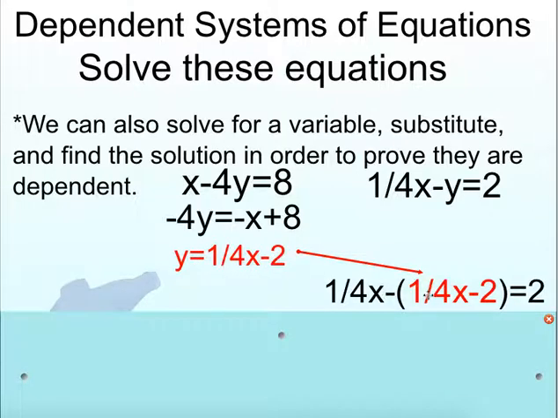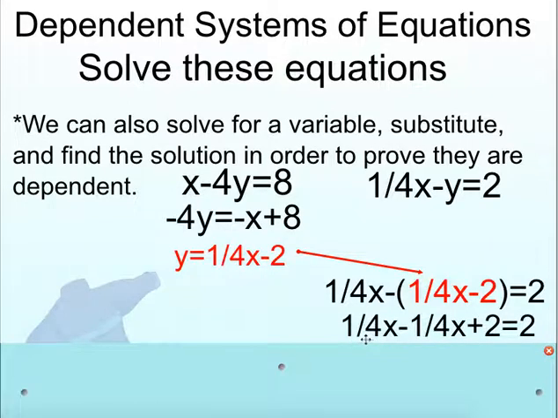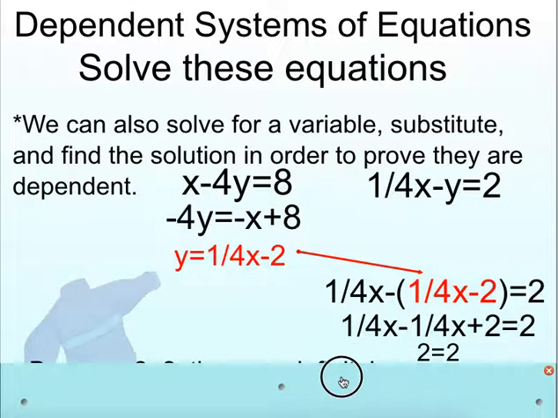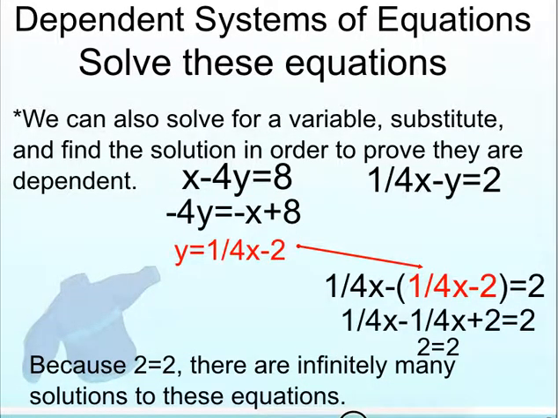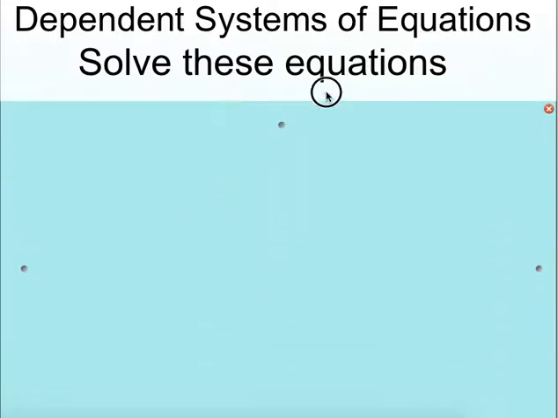So we're going to minus the 1/4 x and minus the negative 2. So that we get 1/4 x minus 1/4 x plus 2 equals 2. Well, as you can see, these x's end up canceling out, and we end up with 2 equals 2. Since that is a true statement, this has infinitely many solutions. They are dependent.